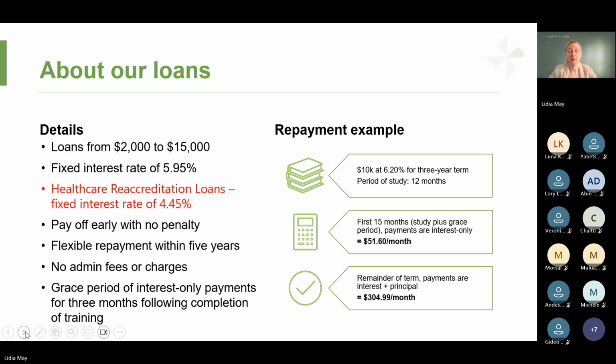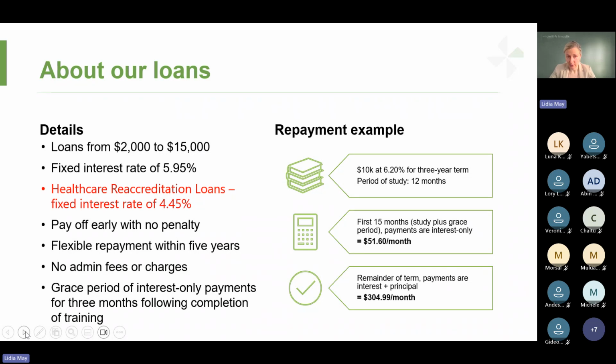We have two loan products. The first one is a general loan product, and the interest rate is 5.95. It's a fixed interest rate. What does it mean? It means if you are in any profession which is not related to healthcare, then your interest rate is a little bit higher. If you worked in healthcare back at home and now you are returning to the same profession in Canada, then your interest rate might be lower, the same as the prime rate of Canada of 4.45%.